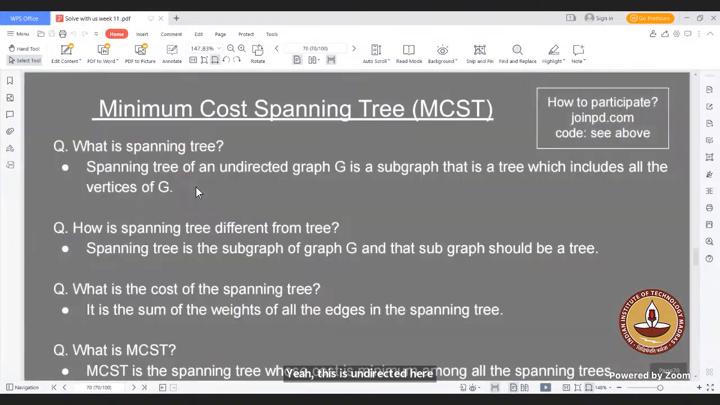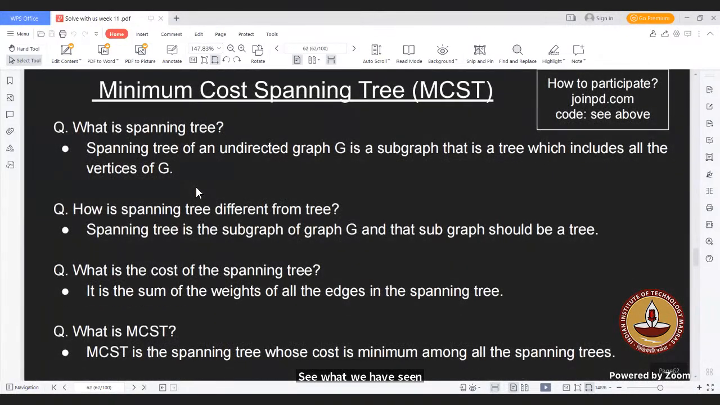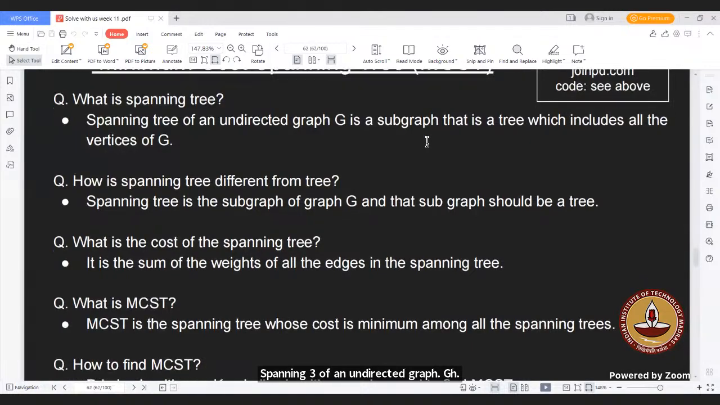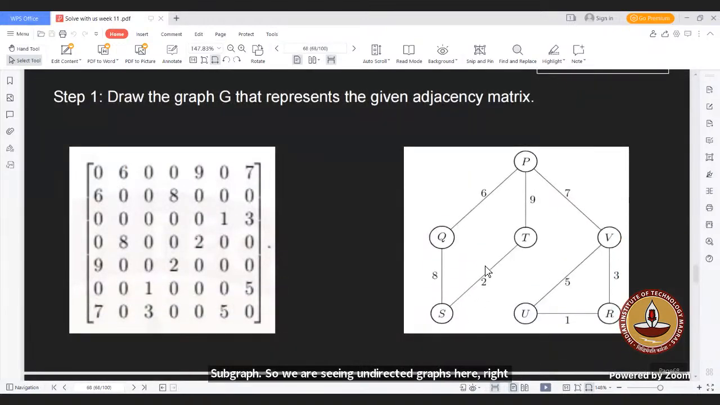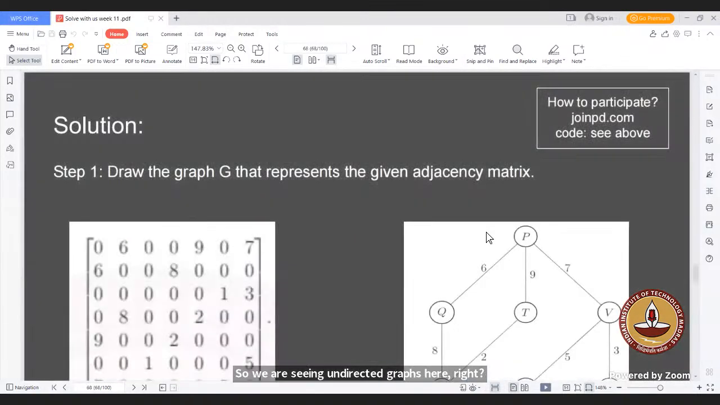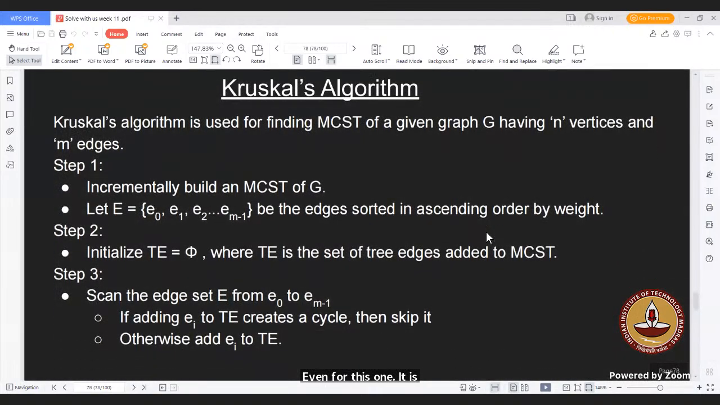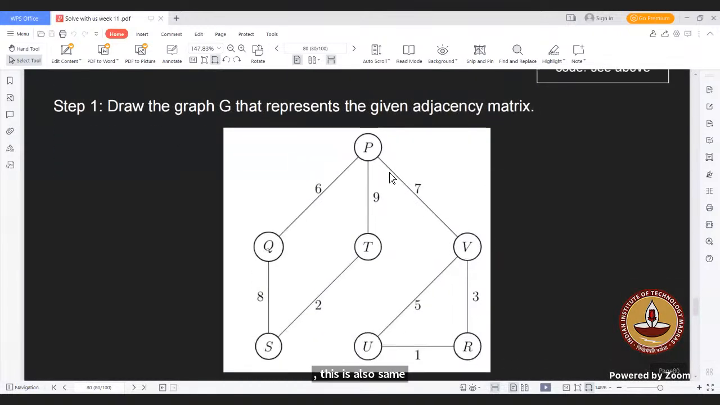See what we have seen. A spanning tree of an undirected graph G is a subgraph. So we are seeing an undirected graph here, right? This is undirected, but that is for Prim's algorithm. Even for this one, it is undirected only. See, this is also the same graph, right? This is also undirected, same as that one.